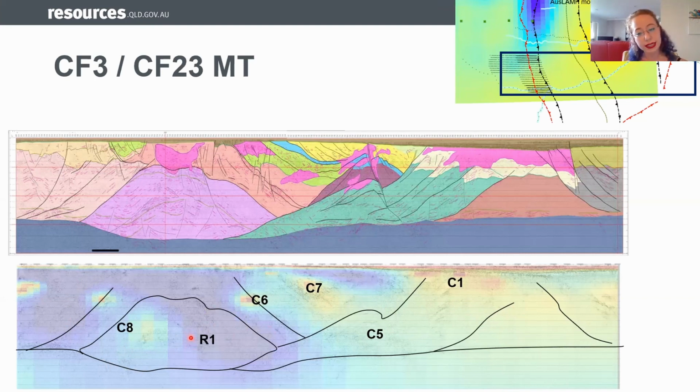But regardless, it seems to be generally associated with either the western flank of the Pitta Pitta block or just off the western flank. So in this block here. And the Pitta Pitta block is generally very resistive.